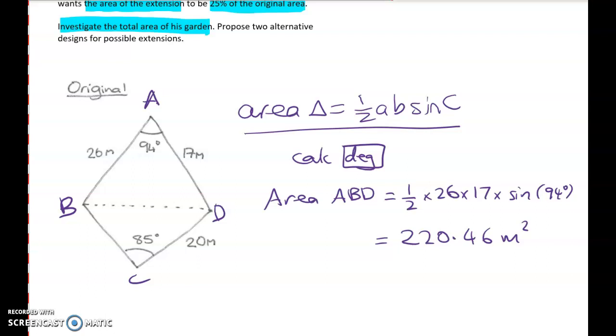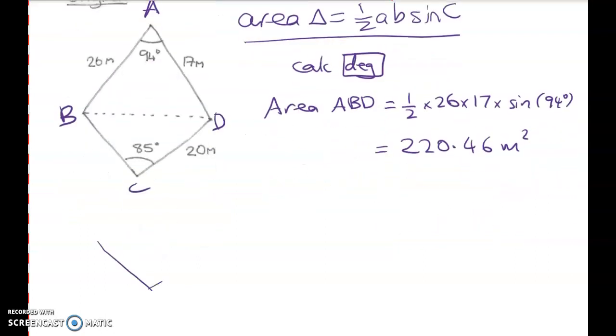So if we look at BCD, we haven't got much information here yet at all. We've got this angle, we've got 85 degrees, and we've got 20 meters here, but we don't have this side, and we don't have any other angles. So I can't use the sine rule yet. So what I need to do, or the way that I did this anyway, is that I figured out what this side length was. And I did that using triangle ABD. So let's draw out triangle ABD, and then we're going to find this side length here.